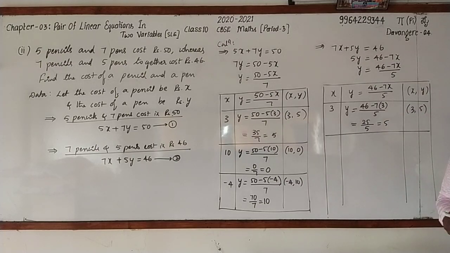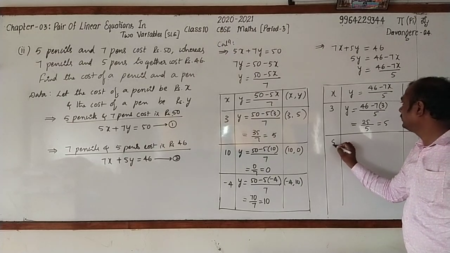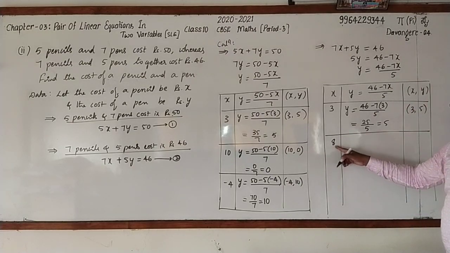Then what other possibility? Is it possible to take 4? 7 4s are 28, won't come. 7 5s are 35, won't come. 7 6s are 42, won't come. Then 7 7s are 49, will not come, right? Then 7 8s are 56, obviously 10 will come, minus 10, right? So I'll take x as 8 in place of x.